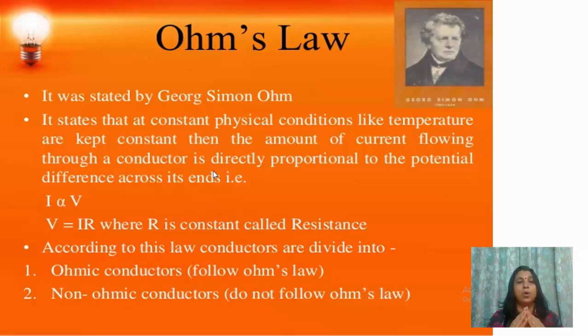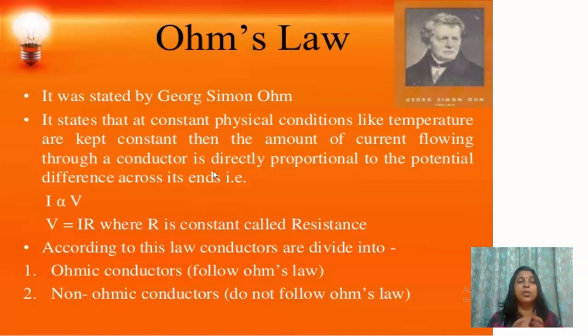Now coming to Ohm's law. Ohm's law was given by George Simon Ohm. According to Ohm's law, at constant temperature, the amount of current flowing through a conductor is directly proportional to the potential difference across its ends. We denote current with capital I and potential difference with capital V. So according to Ohm's law, I is directly proportional to V, or we can say V is directly proportional to I. It means more potential difference means more current will flow through the circuit.